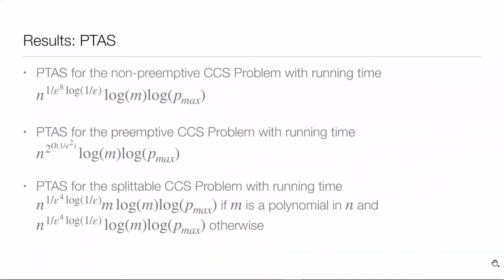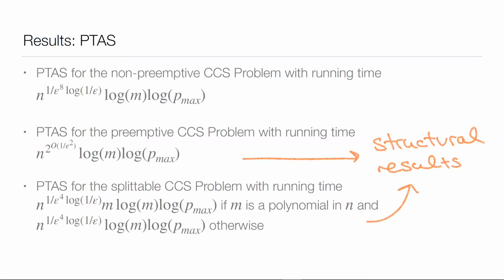So here are the results displayed for the PTAS with the corresponding running time. For the preemptive and the splittable case, we had to prove additionally some structural results, meaning if there is an optimal solution with value opt, then there exists a solution with value opt plus epsilon times opt, where first, the number of job pieces generated for a job is bounded. Second, that the job pieces generated are at least of a certain processing time. And the third point is that these job pieces will only start at certain points in the schedule.